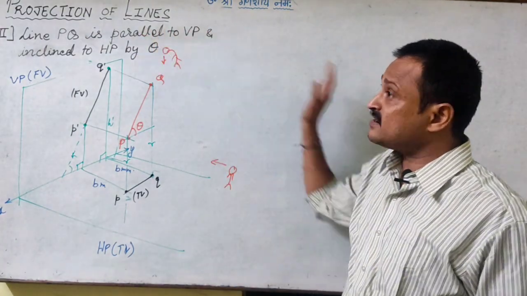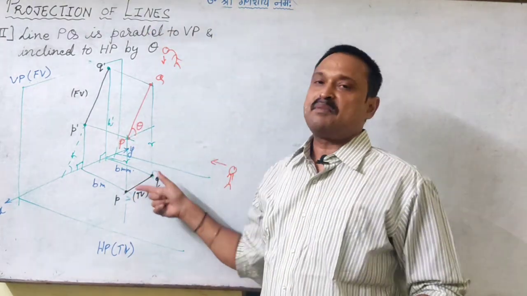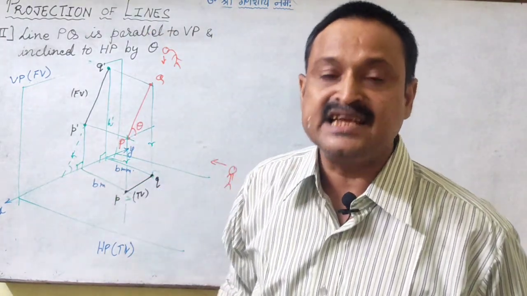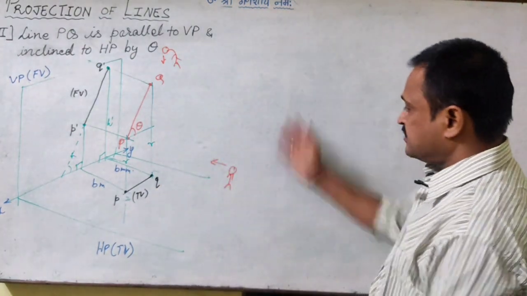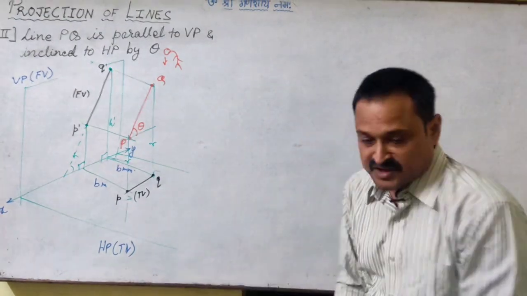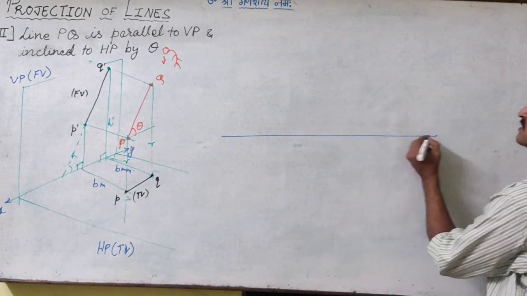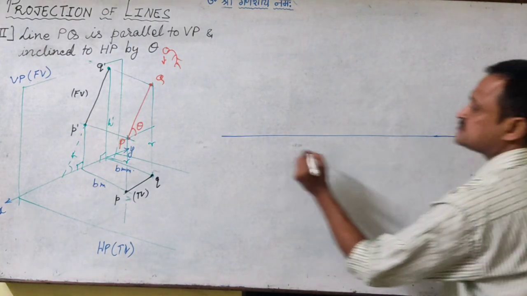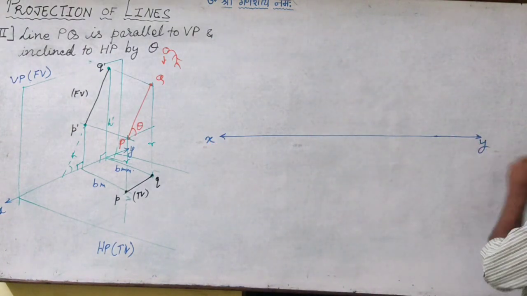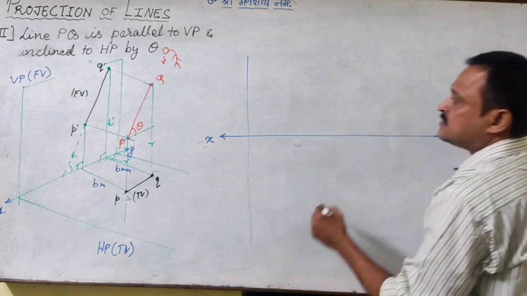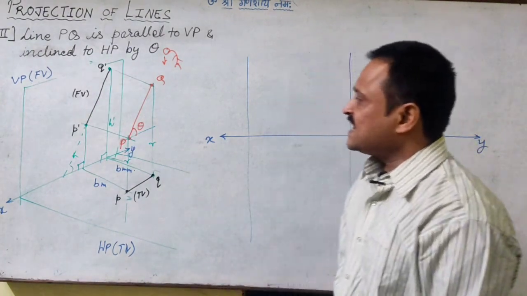Here the line is parallel to VP, so that is why we got the top view image parallel to the reference line XY. We will talk about the length when we discuss the orthographic projection. So let us discuss the orthographic projection of this condition. This is the reference line XY, this is the projector of P, this is the projector of Q.